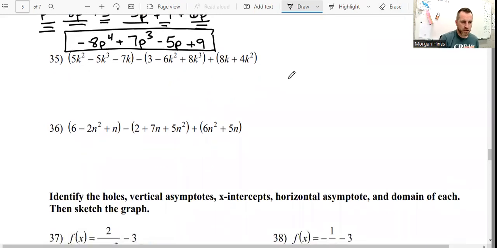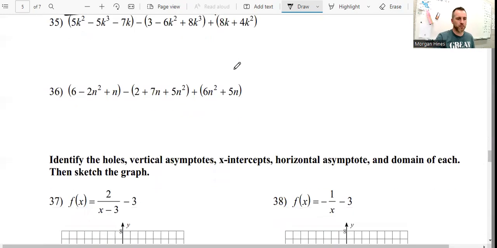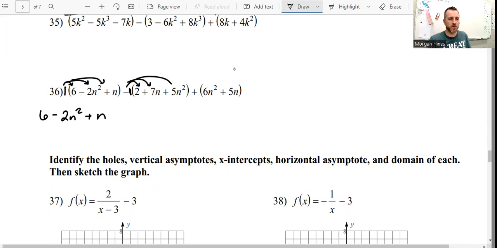I'm going to jump down and do 36, just so I have a little more room there. The 36 just has an extra set of parentheses, more time consuming, but not more difficult. So again, 1 on the outside, if we multiply that in there, it doesn't change anything. So we don't really need those parentheses. But we do need this set because we're going to subtract all of this, which means instead of 2, it's minus 2, minus 7n, minus 5n squared. And then here, we're going to add 6n squared. We're going to add 5n.